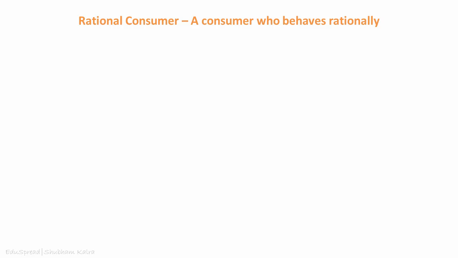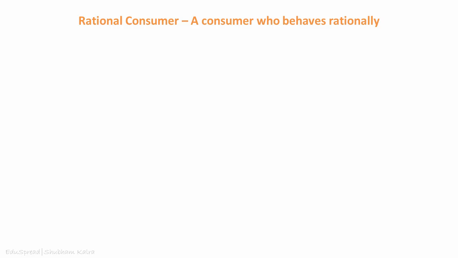In simple terms, a rational consumer is a consumer who behaves rationally. So while making a choice or taking a purchasing decision, a rational consumer compares the benefits and cost involved and then takes a decision to buy a product only if the benefit exceeds the cost. Right now, this might sound too obvious to you. You might be thinking that every consumer is a rational consumer because no one will buy a product if the benefit that he could derive from it is less than the cost that he has to pay for it.